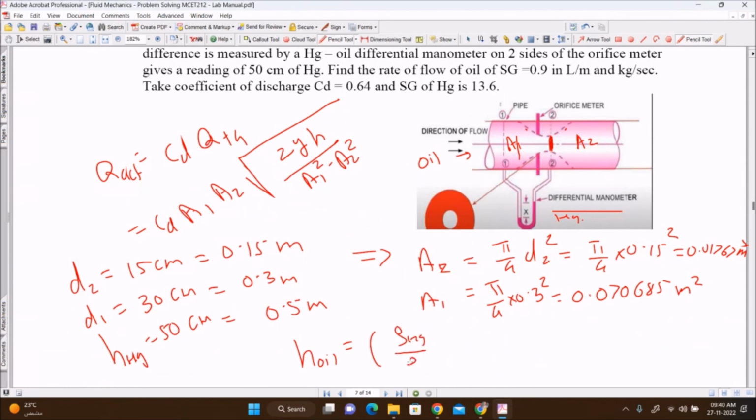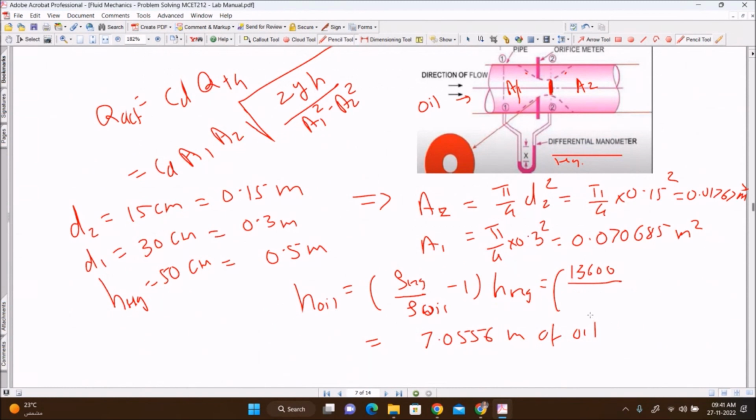Density of mercury minus the oil, divided by 1, times height of mercury. Density of mercury is 13,600, so 13,600 by 900 minus 1, into 0.5. The answer is 7.05.